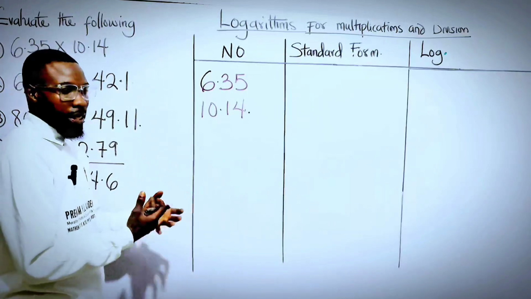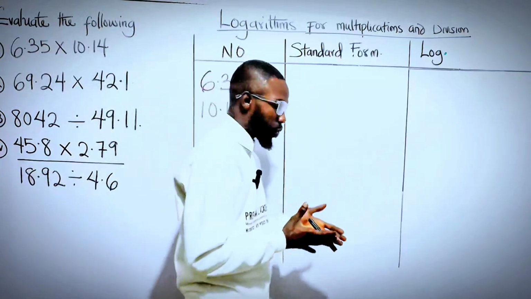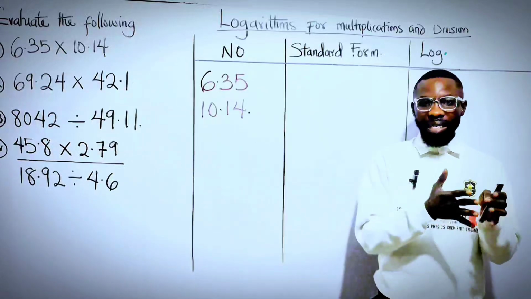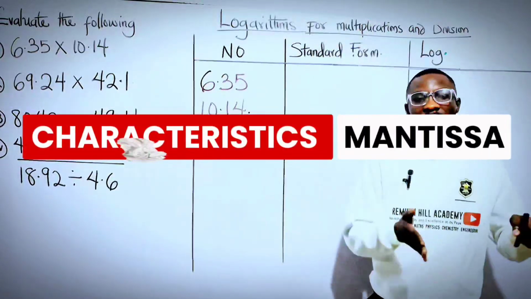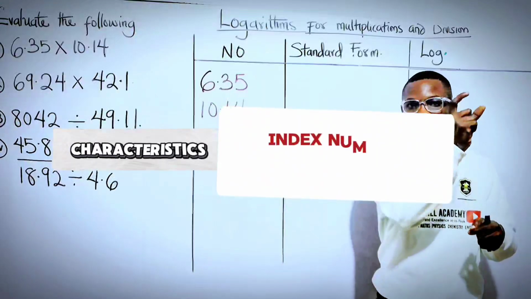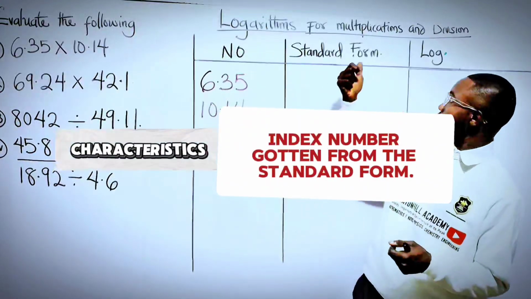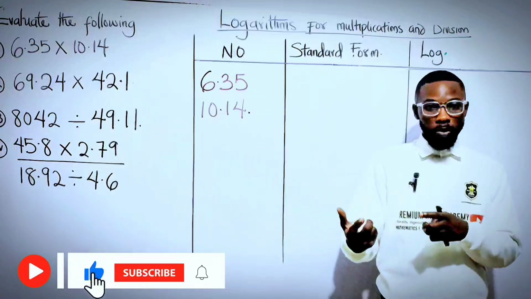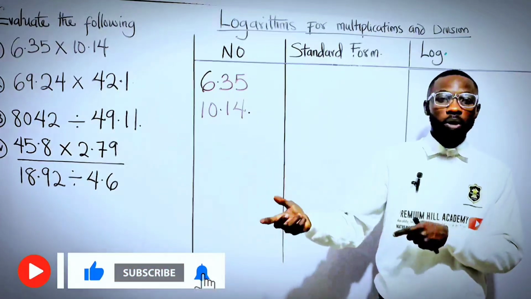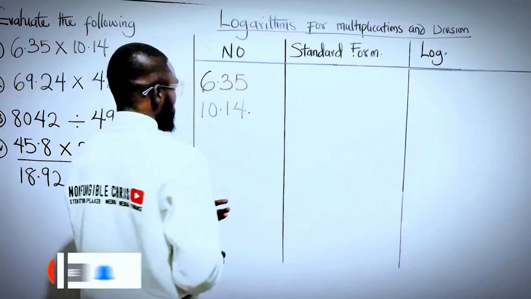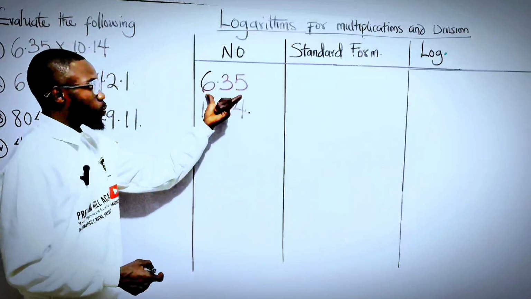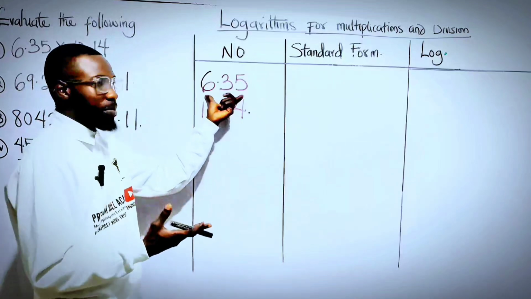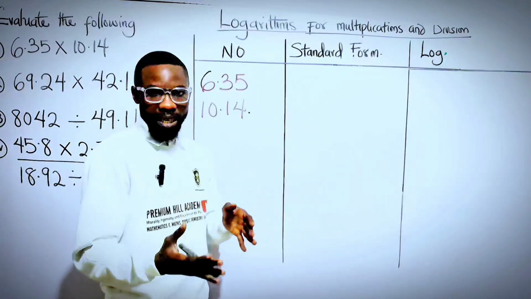In doing this, there are 2 things with regard to logarithms with tables: the characteristics and the mantissa. The characteristics is simply the index number gotten from the standard form, and the mantissa is simply the decimal numbers we get from the log table. It's very simple. We are supposed to represent these in standard form so that we can get our characteristics.